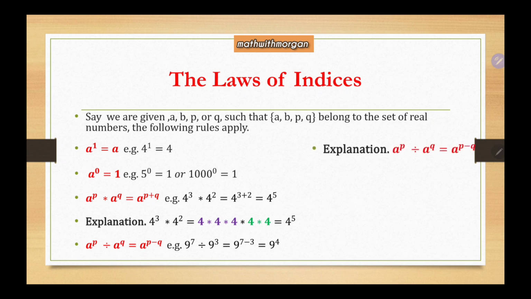But why so? Let's say we have 9 to the power of 7 and 9 to the power of 3. 9 to the power of 7 means we need to write 7 9s, and 9 to the power of 3 means we need to write 3 9s. When we're dividing these numbers, each of the 9s can cancel. Since we have 3 9s in the denominator, they cancel out with 3 of the 9s in the numerator. We're left with just 4 9s, so that is 9 to the power of 4.